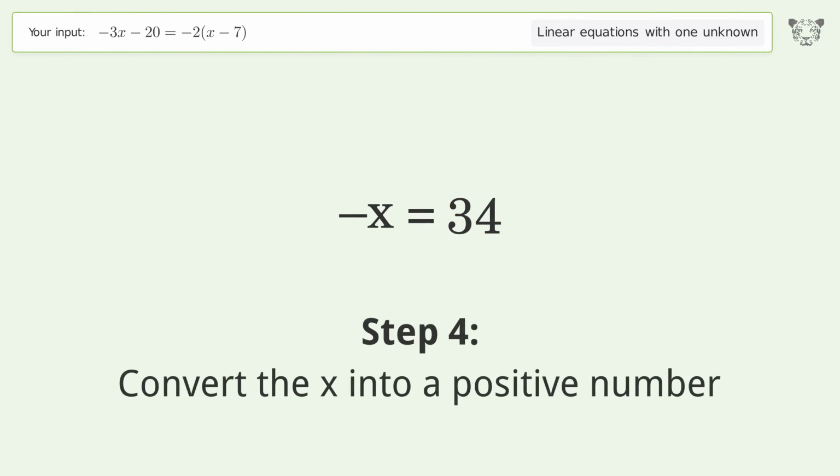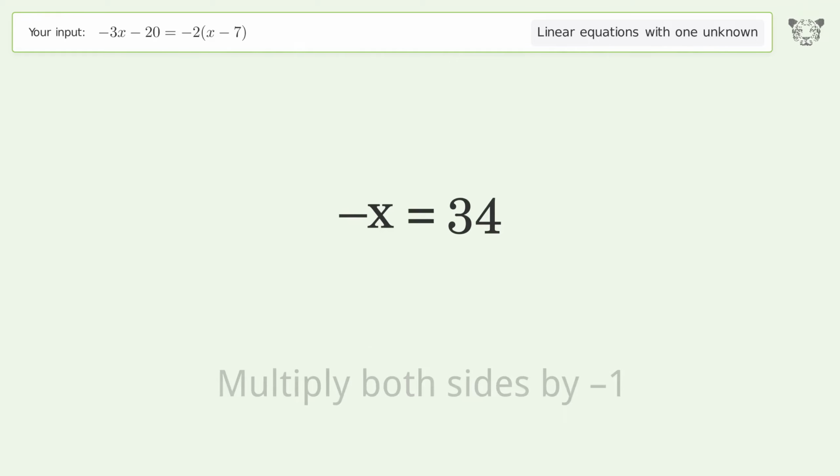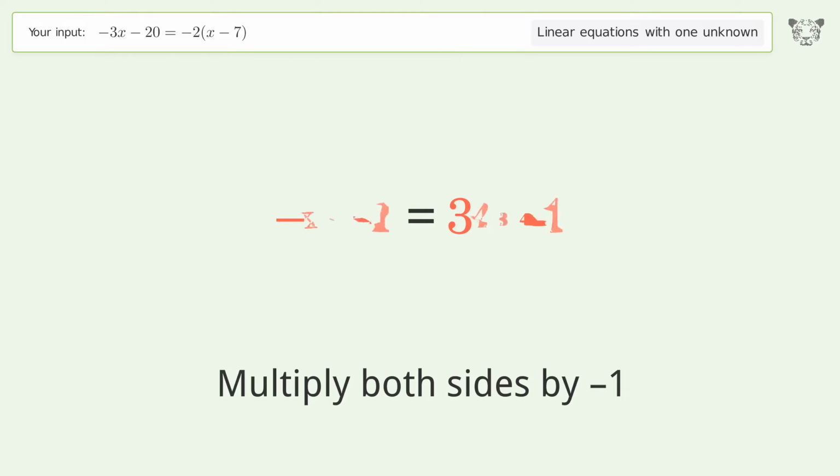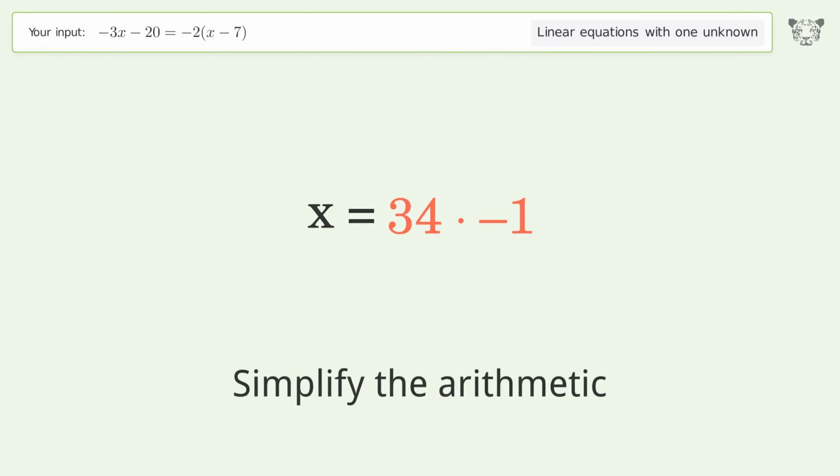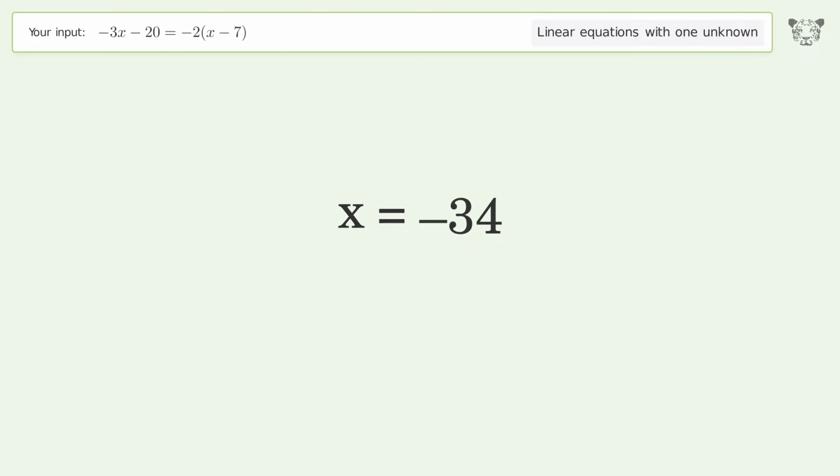Convert the x into a positive number. Multiply both sides by -1. Remove the ones. Simplify the arithmetic. And so the final result is x equals -34.